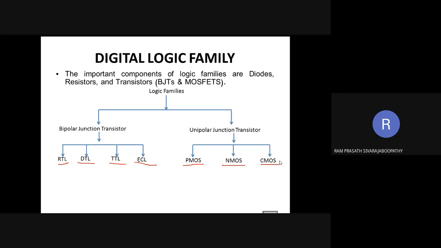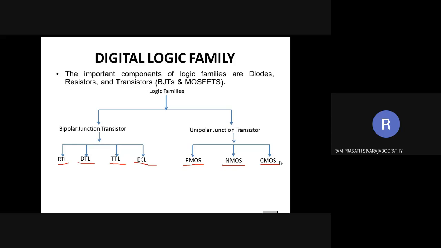Source, gate, drain. Very good. In the MOSFET, what will you call the path which is connecting the source and drain? Channel. Very good. If it is p-type material, then it can be called PMOS. If it is n-type material, you can call it NMOS.